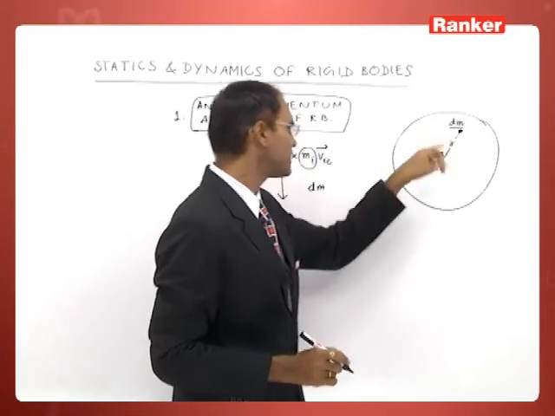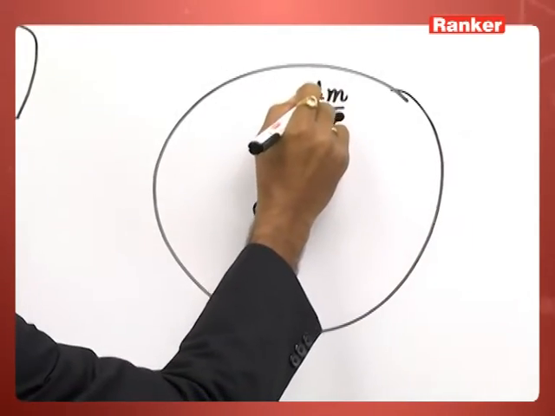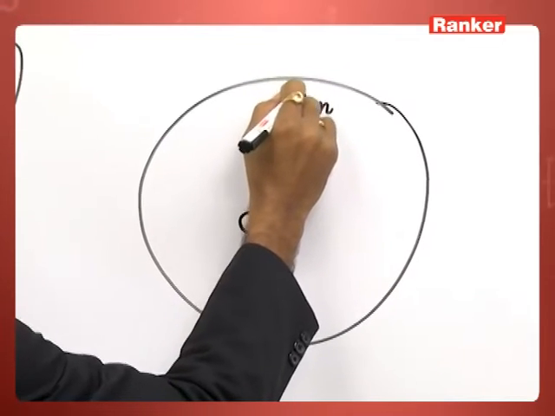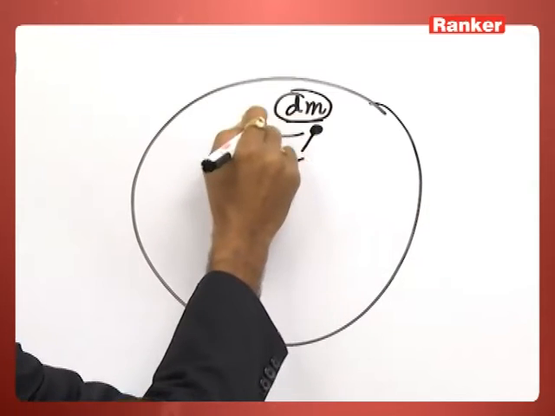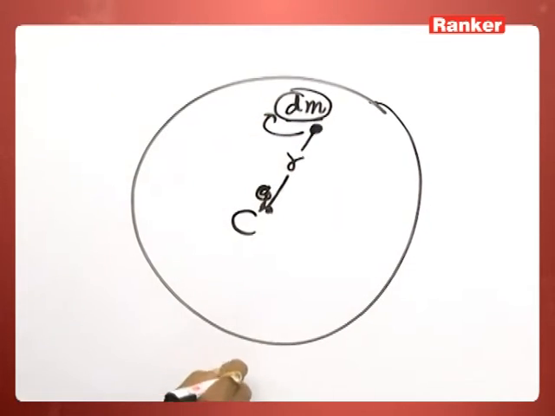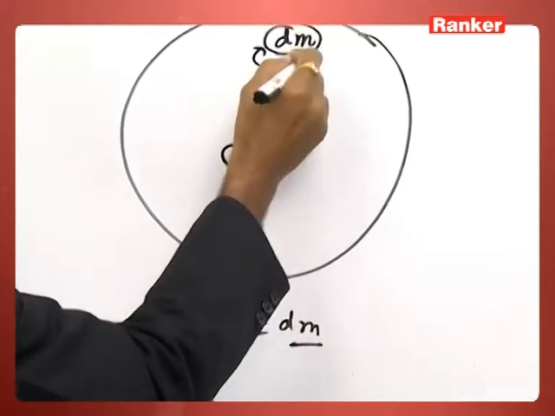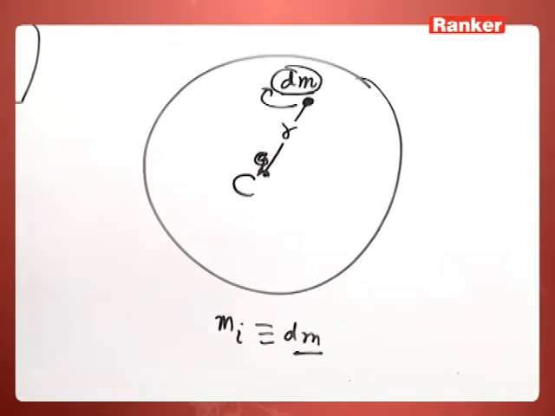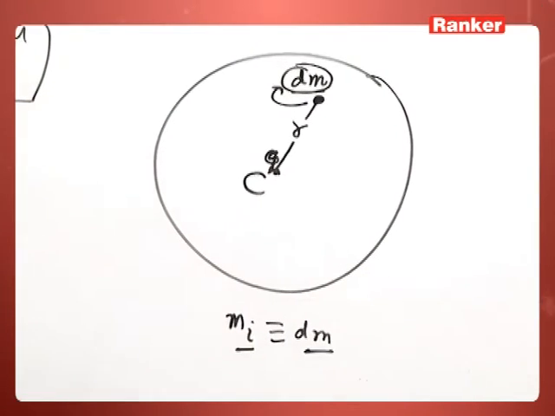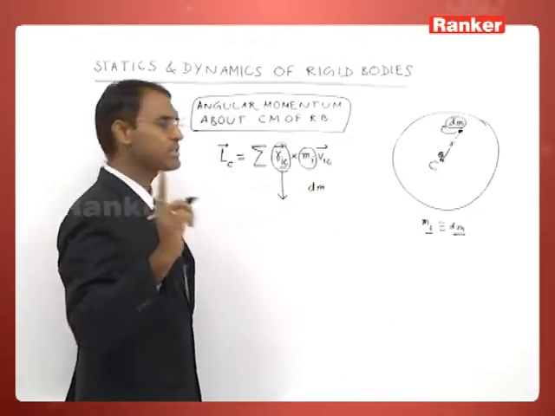So for a rigid body, instead of the ith particle, let us take the elementary segment and its mass be dm. So mi is equivalent to dm. This segment is very, very small. It behaves as a point mass. So mi, mass of the ith particle, can be written as dm for a continuously arranged particle.